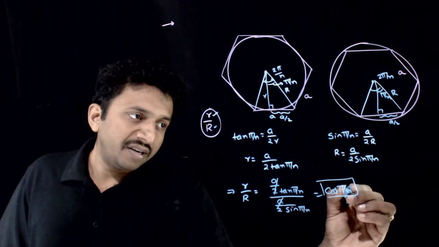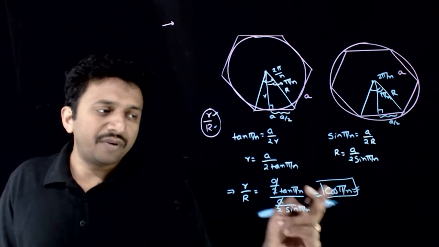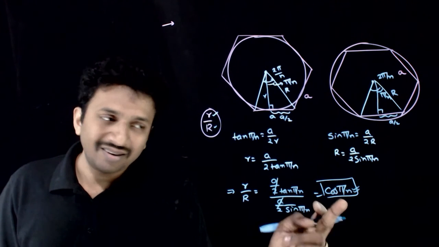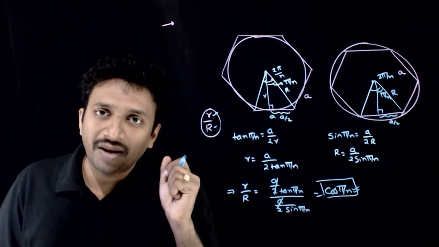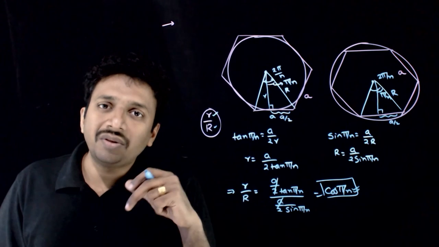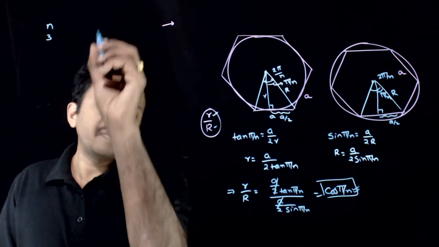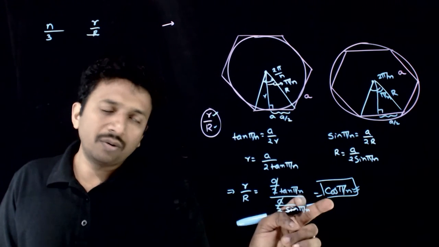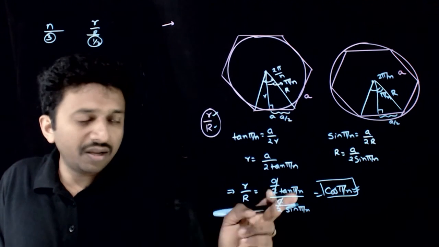So if you have different values of n, you get different values of r by R. For n equal to 1, you won't have a polygon, so you get arbitrary values, like minus 1, because n equal to 1 is not valid. So let us start with n equal to 3. If n is equal to 3, small r by capital R is cos pi by 3, which is half.